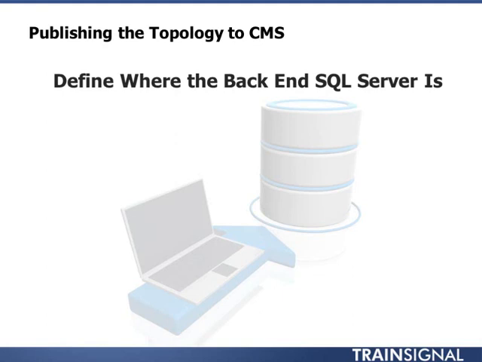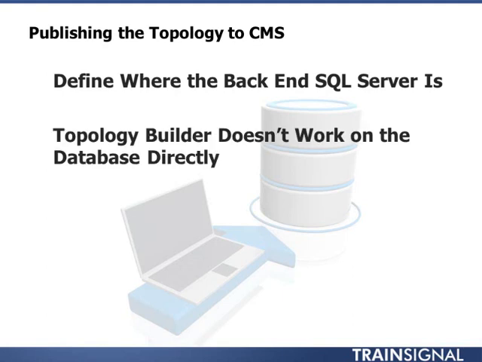If I have a production environment where I want to make some changes to my existing CMS, when you open up your Topology Builder, you can pull in a copy of CMS from the production environment, and then you're working off of a local file. The Topology Builder doesn't work on the database directly. It works off of a copy of the data within a local XML file. So if I make any modifications to my topology, when I want to push them back into production, I have to publish the topology and publish that information back into the central management store.